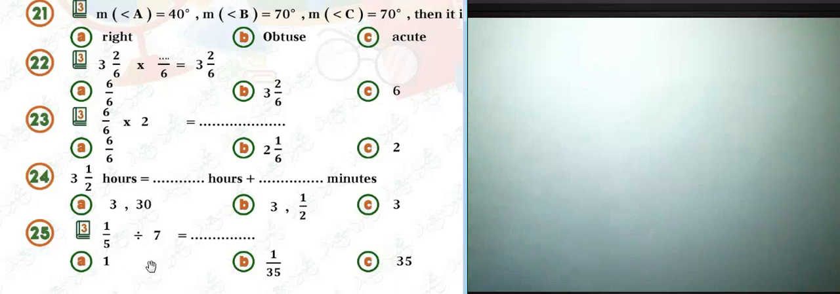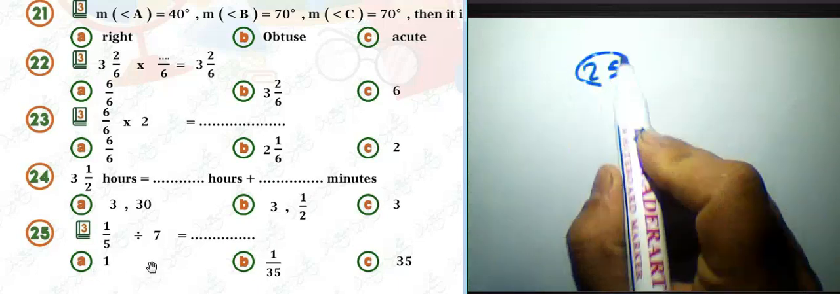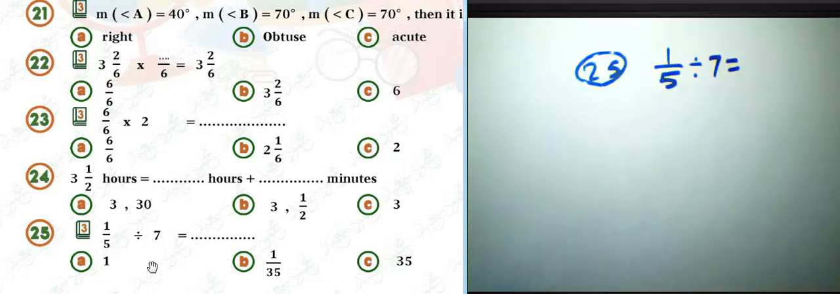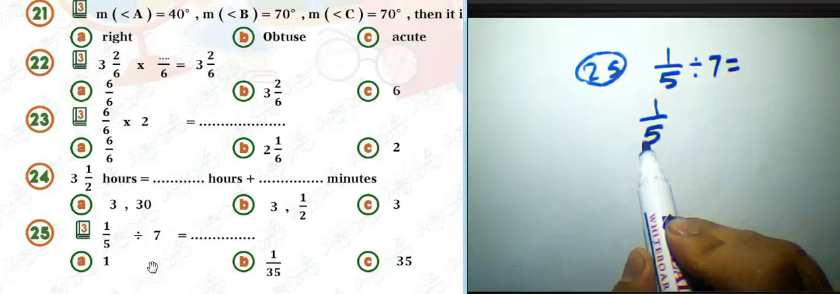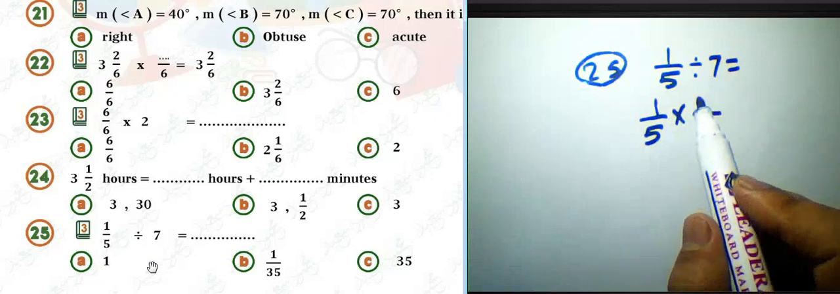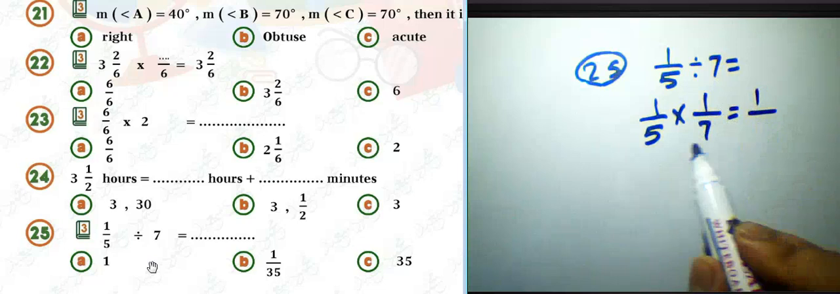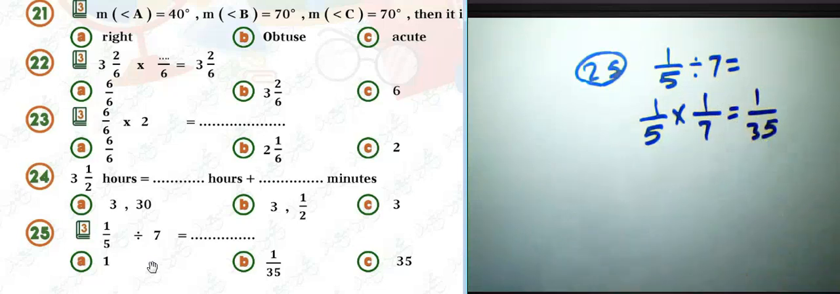Question 25. 1 over 5 divided by 7 equals space. We can write 1 over 5 multiplied by the multiplicative inverse of 7. It will be 1 over 7. 1 times 1 equals 1. 5 times 7 equals 35. Choose letter B about this example.